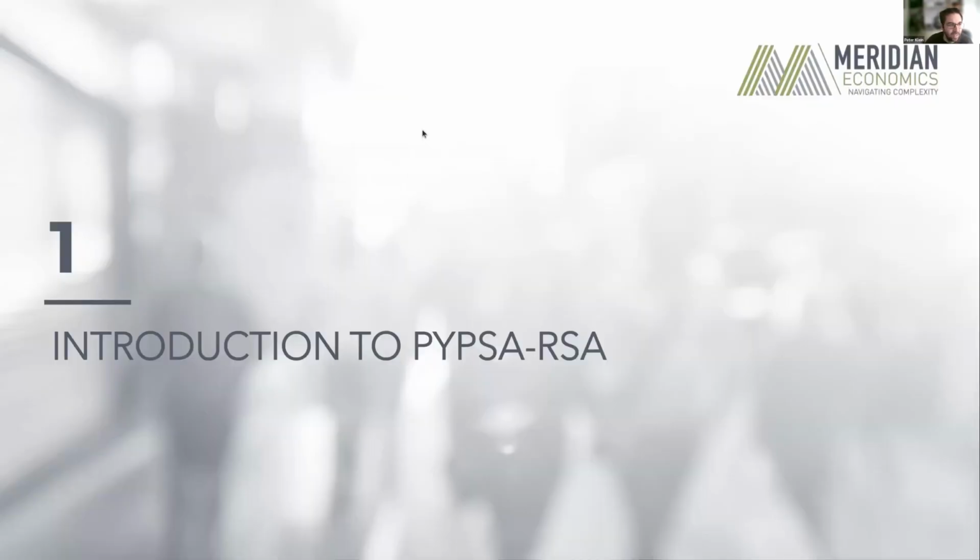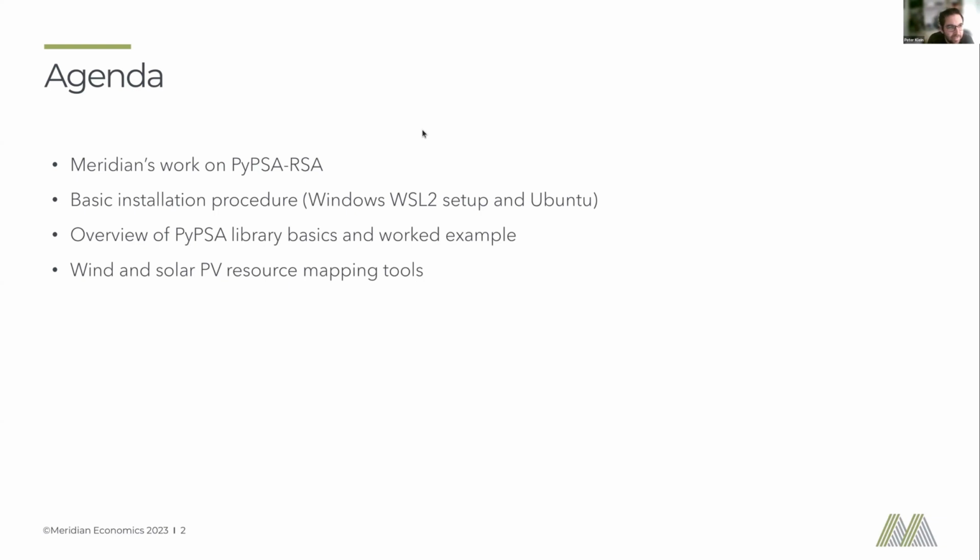Great, thanks, Rivia. So just in terms of a brief agenda for today, as I said, this is going to be a two-part series. What we've decided to do in this first session is focus on the basics and getting up to speed: how you can install Python and PyPSA, the library itself. We're going to work through a small worked example that shows some of the basics of how you would set up a network in PyPSA and how you would solve that.